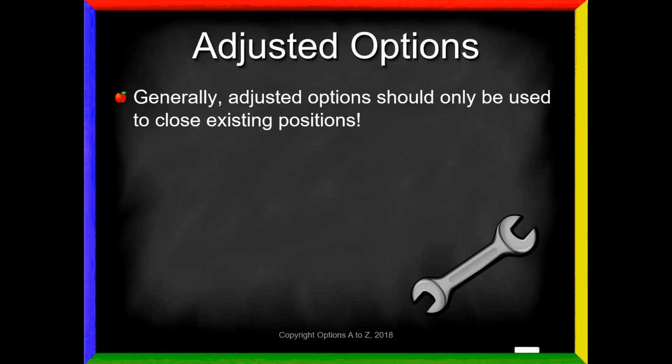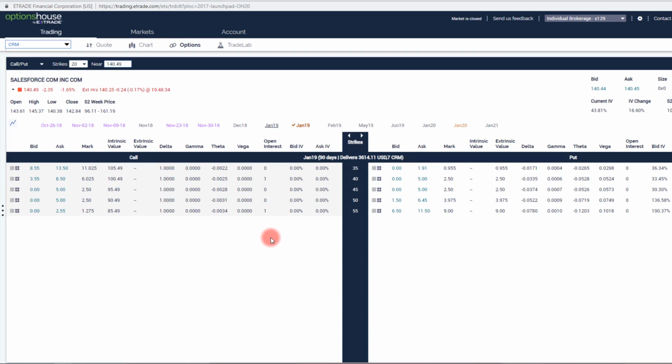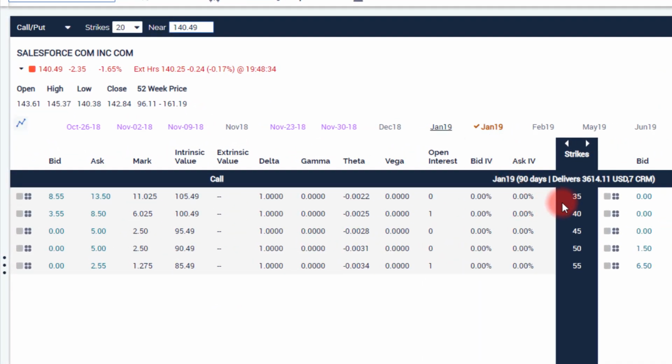Why? Because they're weird contracts. Who wants to trade a contract that controls 7 shares of Salesforce and $3,600 in cash? So what happens is that these contracts become fairly illiquid. Second, you can end up with wide bid-ask spreads, and that's because they're illiquid. Not a lot of people trading them. If we come back into the E-Trade platform, let's take a look at these Jan 19s. The 35 strike. Look at the bid, $855 offered at $1350. The 40 strike, $355 to $850.